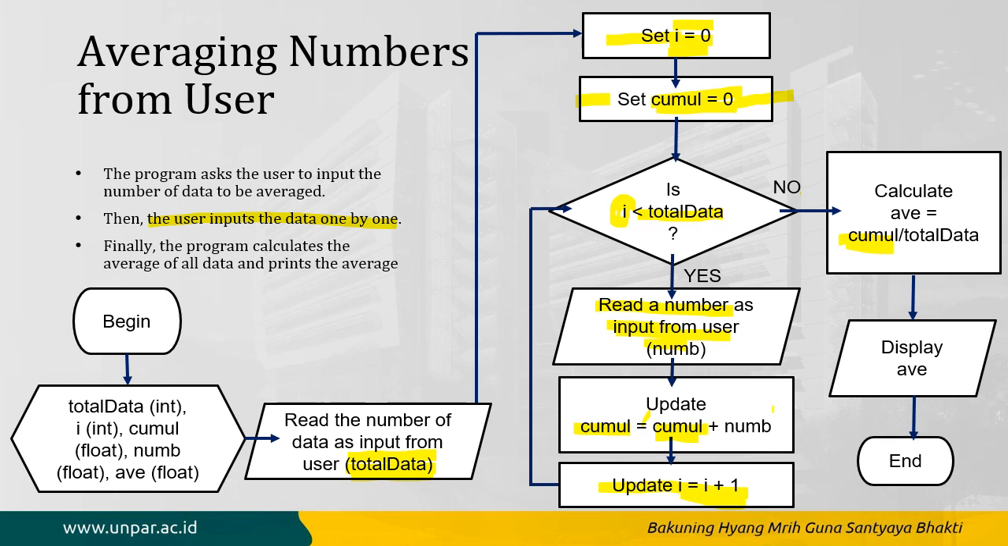And then you just complete the flowchart by adding an oval shape and put the begin here, and then declare all the variables. Total data is an integer, I is an integer, cumulative is a float, num also is a float, then average is also a float. So now the flowchart is complete and this is all you need to do.